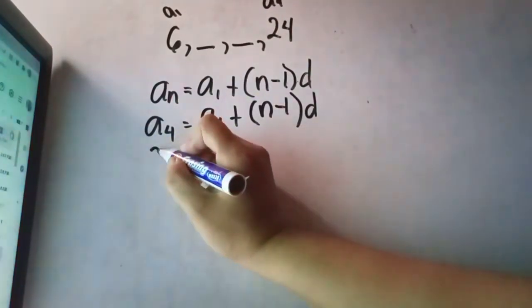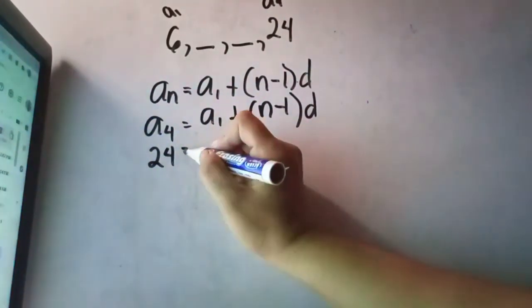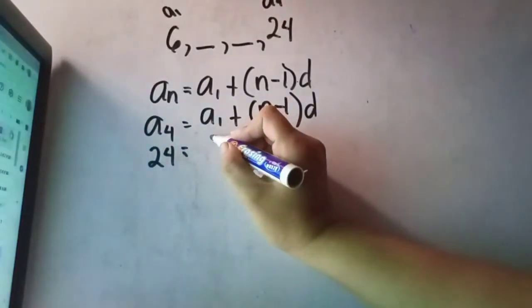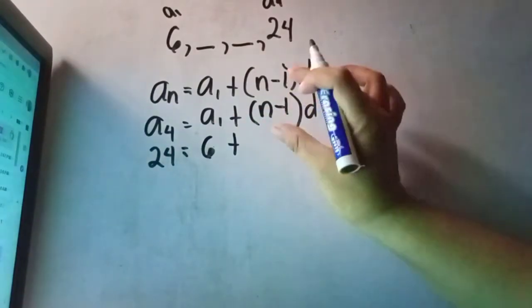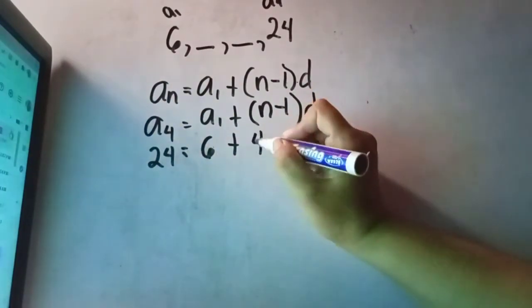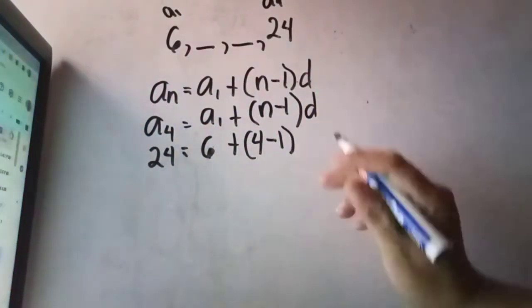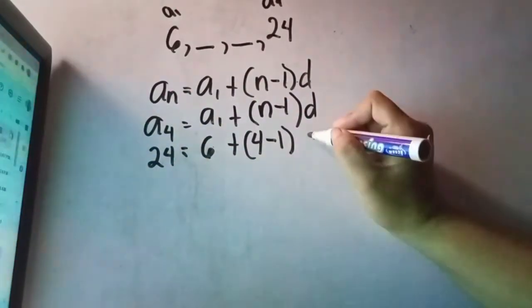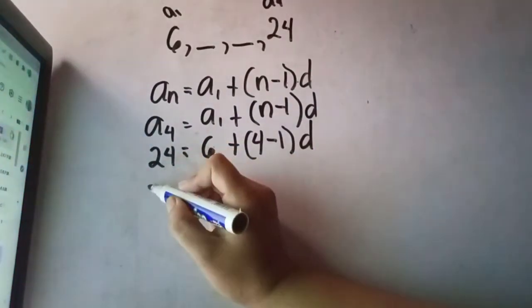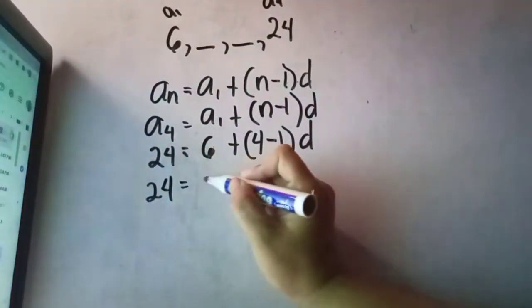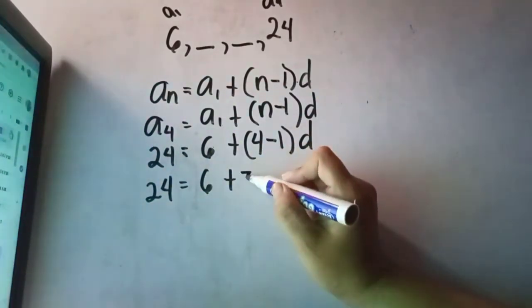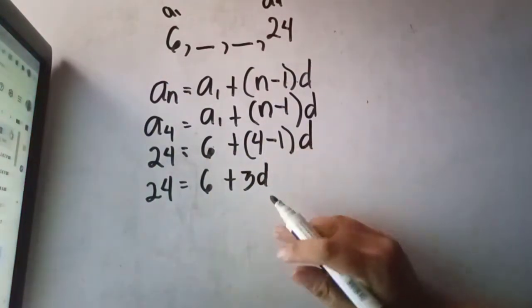So, substitute natin. 24 equals, yan, a sub 1 is 6, plus, ang n natin ay may value din, 4. So, 4 minus 1. And d ay wala. Unknown yung d. So, hanapin muna natin yung d. Okay, so 24 equals 6 plus 4 minus 1 ay 3 multiplied by d.